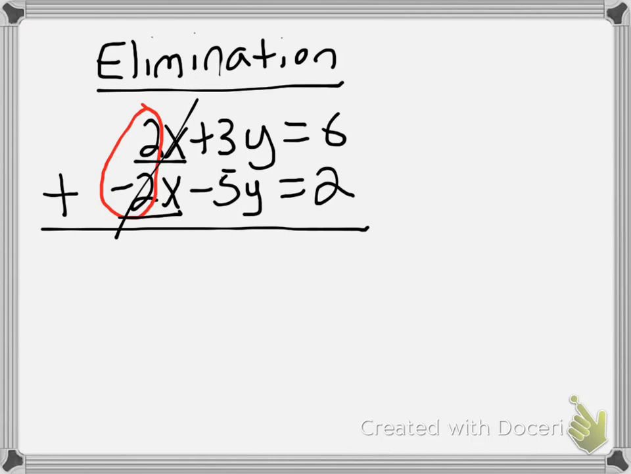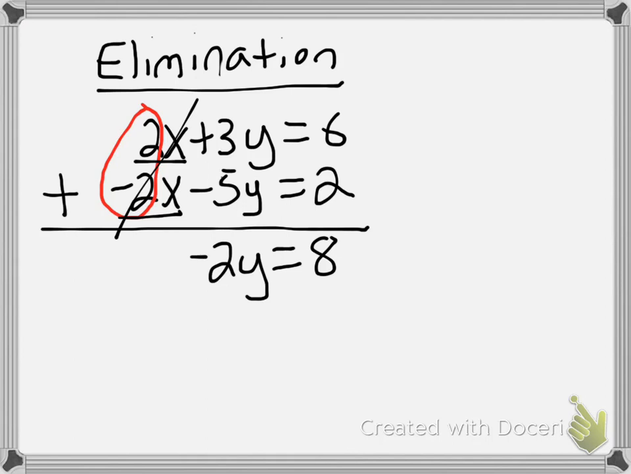Now I have to add the y's. So 3y plus negative 5y is negative 2y. And then I just have to add up over here as well. 6 plus 2 gives me 8. And it gives me a very short, easy equation to be able to find my y value.